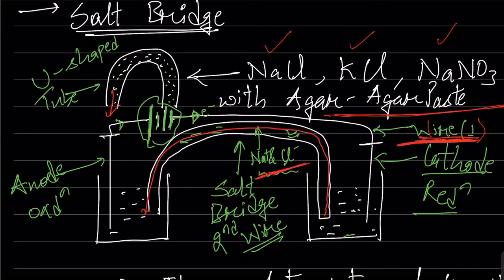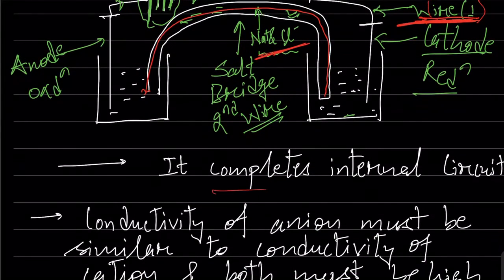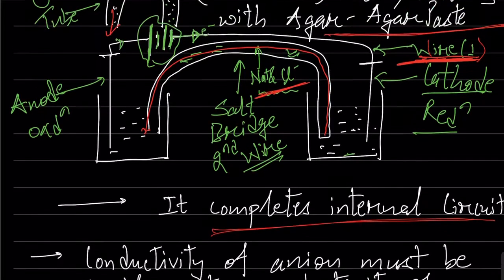So instead of the salt bridge, why are we not using a second wire? We could use it, but the ions cannot transfer through the wire. The wire is used only to transfer the electrons, not the ions. So instead of a second wire, to complete the circuit, what have we used? We have used the salt bridge. It means the first function of the salt bridge is that it completes the internal circuit.